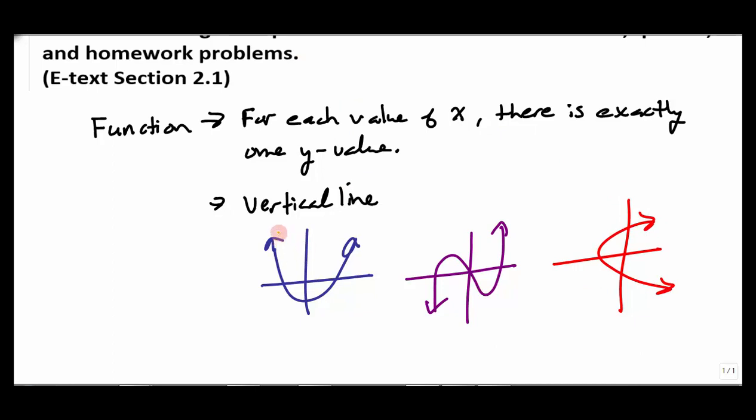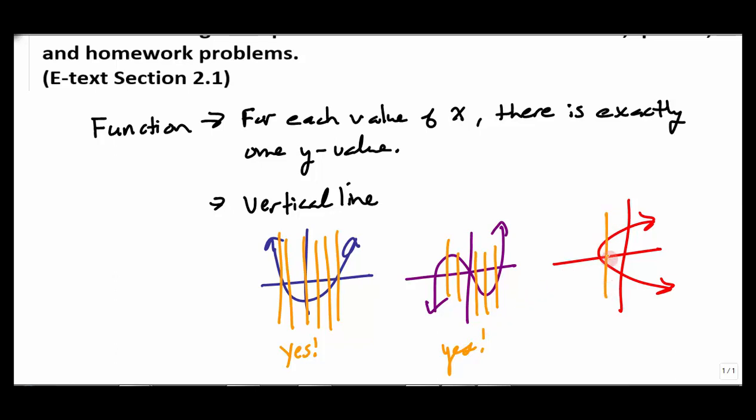If we give this the vertical line test, we can see that for each value of x, there's only one y value, meaning I never pass through more than one point at a time. So yes, it's a function. Same thing here. For this value of x, there's only one y. For this value of x, there's only one y. For this value of x, there's only one y. So again, yes, this is a function as well.